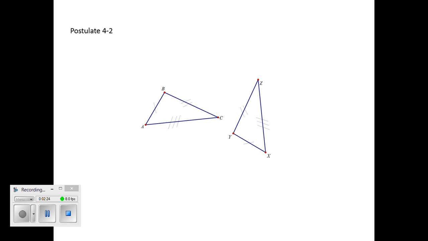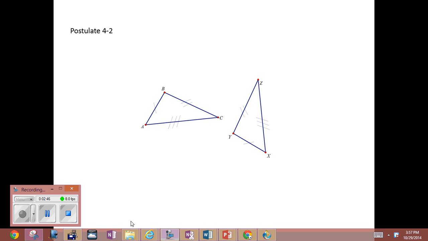Okay. Postulate 4.2 says, okay, look, these three sides, that is AB matches up with YX. We can tell by the single slash. We can tell by the double slash that BC and YZ match up, and the triple slash matches up the remaining AC side with XZ. Okay, we're back.